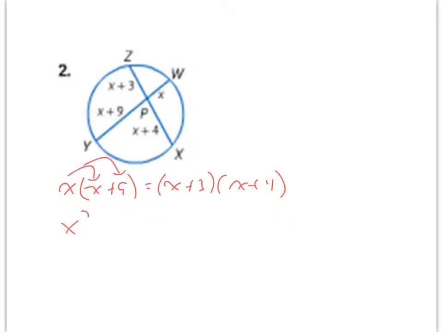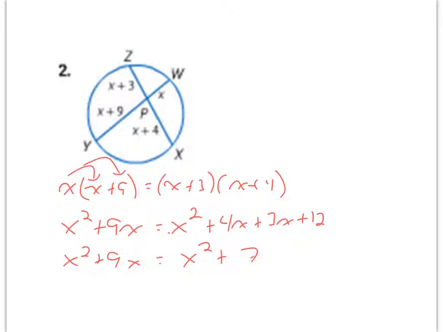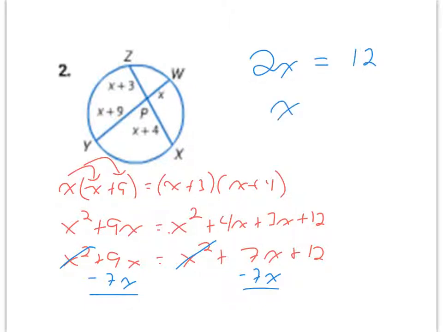On the left side, we're just going to distribute. So I have X squared plus 9X, and that's equal, now let's FOIL this out, to X squared plus 4X plus 3X plus 12. Let's simplify. I get X squared plus 9X is equal to X squared plus 7X plus 12. Now this isn't as bad as it looks. My X squareds are going to cancel. I'm going to subtract the 7X from both sides. So I get 2X is equal to 12, and X is equal to 6.